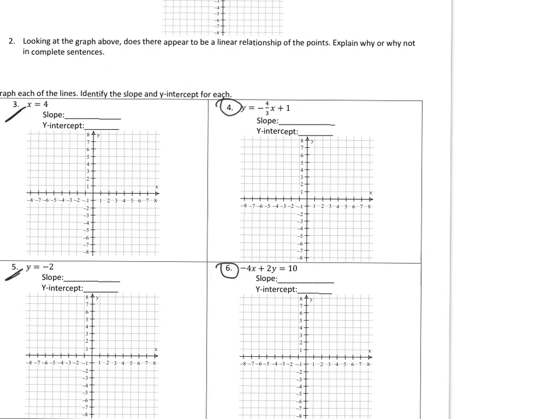Y equals negative 4/3 x plus 1. Well, if it's negative 4/3 x, that means the slope's either negative 4 over positive 3 or positive 4 over negative 3, because negative divided by positive is a negative, and I want that whole slope to be negative. So my slope is negative 4/3. My y-intercept is just positive 1.